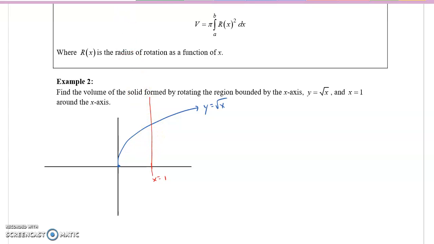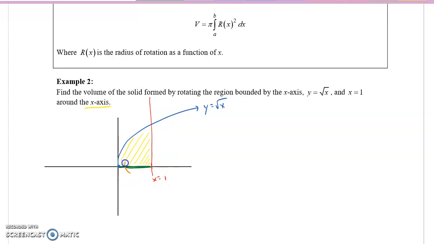So it should be very easy to come up with a sketch of this region that's bounded by the x-axis, the curve square root of x, and the line x equals 1. So this region, we could find the area of this. That's the old school thing that we've been doing with these regions. Now what we're going to do is we're going to take this region and we're going to rotate it around the x-axis.